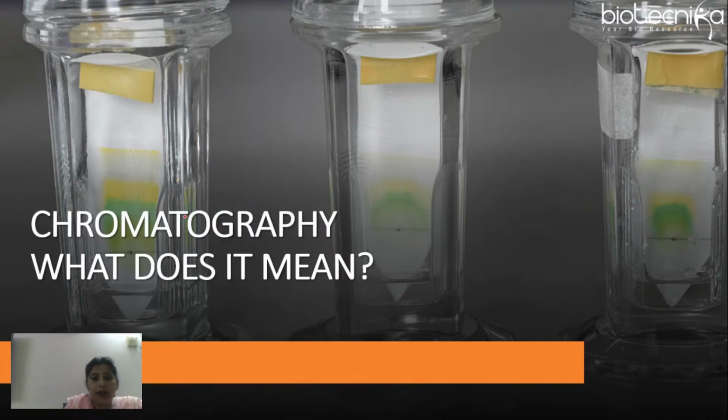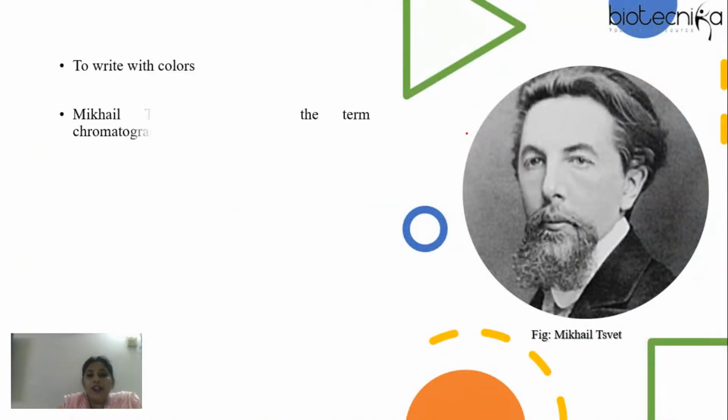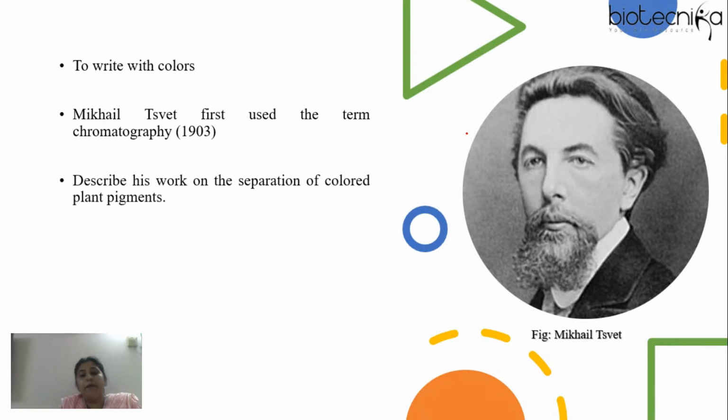If I break this word, chromatography, it means to write with colors, which is literally translated from Greek roots where chroma means color and graphein means to write. This is the reason I'm saying that it means to write with colors. This technique was first used in 1903 by Russian botanist Mikhail Tswett. And he used the term chromatography when he was separating plant leaf pigments on a solid adsorbent.